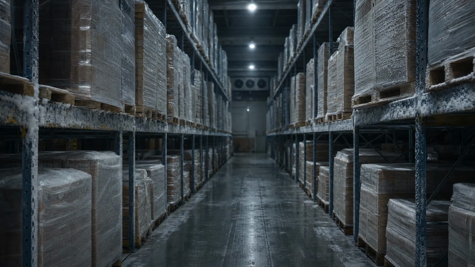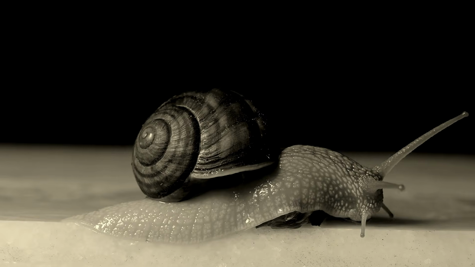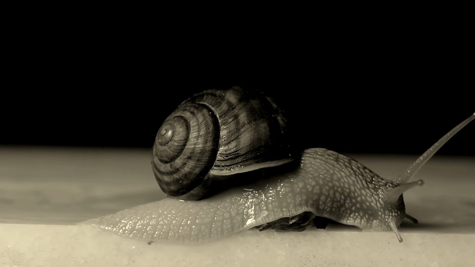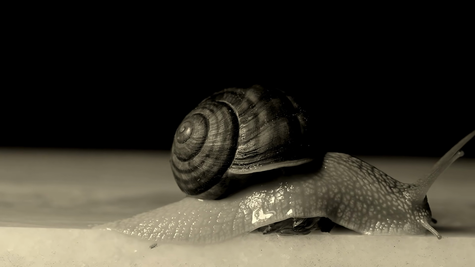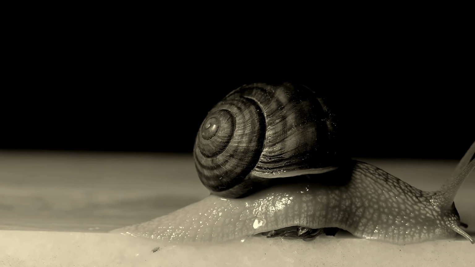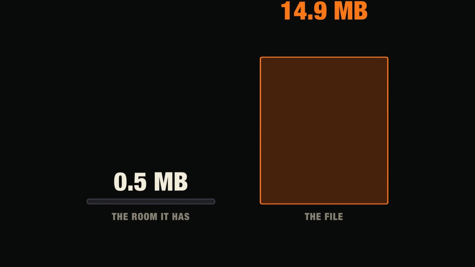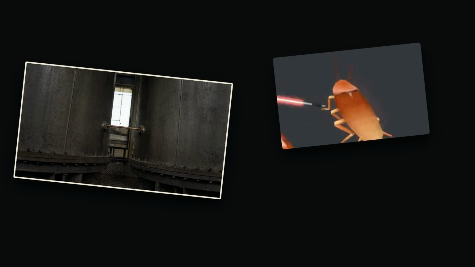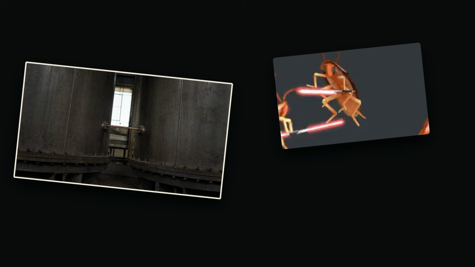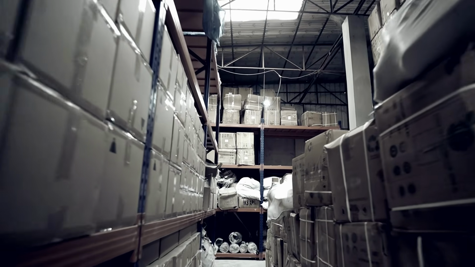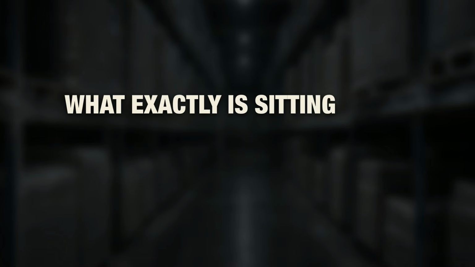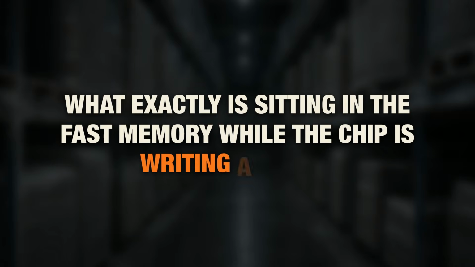But a processor can't do math out of cold storage because that connection is painfully slow. So to actually run the program and generate a story, the data has to be pulled into the fast memory first. The problem is that the file is roughly 30 times larger than the working space the chip actually has. There's physically no way the entire thing is loaded at once, which leaves you staring at a pretty glaring gap in the math. If the file is 30 times too big for the room it has to work in, what exactly is sitting in the fast memory while the chip is writing a word?